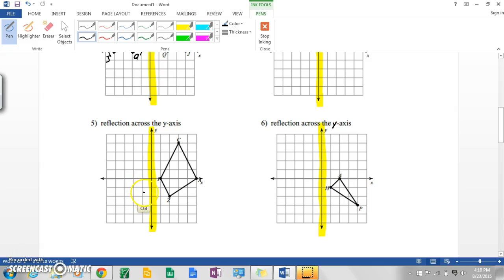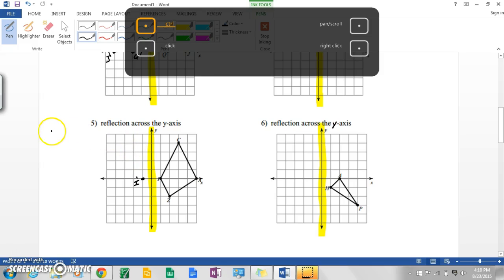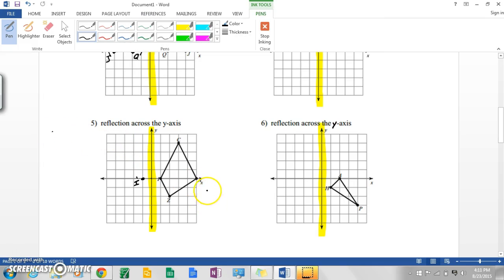Okay. The first point that I'm going to choose is this I. I'm going to start at the line of reflection and count over 1. Then count the same distance on the other side of the line of reflection. And that's going to be I prime. I'm going to do Z next. Start at the line of reflection, count over 1, 2. So I just need to count 1, 2. It's going to be Z prime.